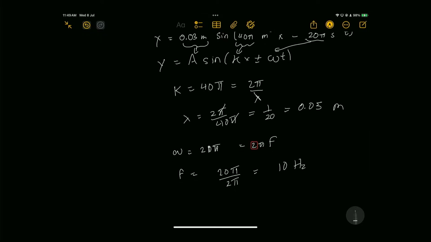Now they asked us to calculate the period, right? The period is 1 over f. So that is 1 over 10, which is equal to 0.1 seconds. Right? You could have also done it using this formula, omega is 2 pi over T, right? So therefore T would be equal to 2 pi over 20 pi, which would be equal to 0.1 seconds, right? You could also use that formula.